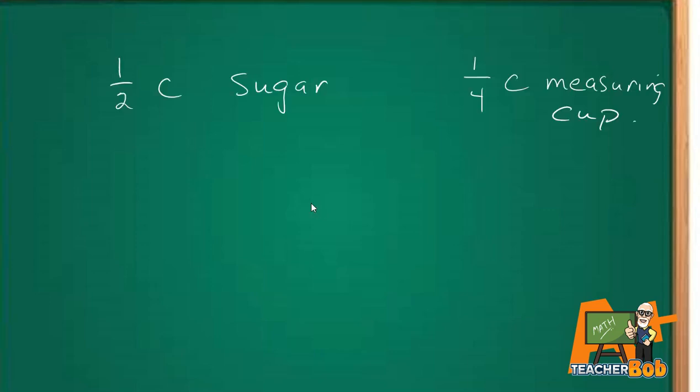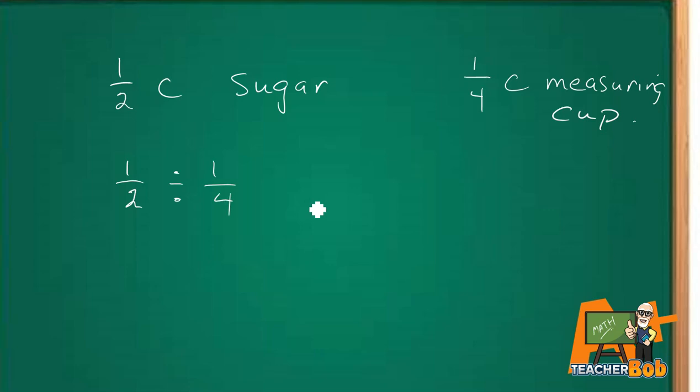Let's move on to decimals. Suppose you need 1/2 cup of sugar for a recipe. The question is, how many 1/4 cups do you need in order to measure out 1/2 cup of sugar? Well, really what we're asking ourselves is 1/2 divided by 1/4. How many quarters go into 1/2?